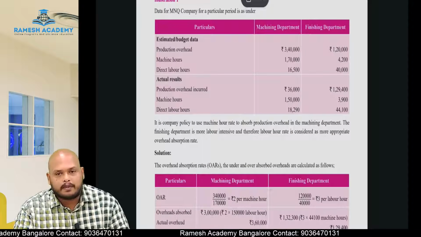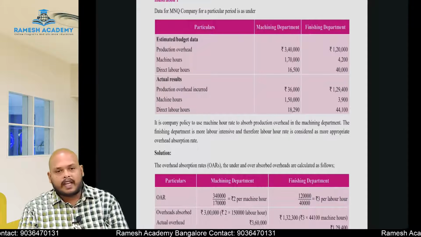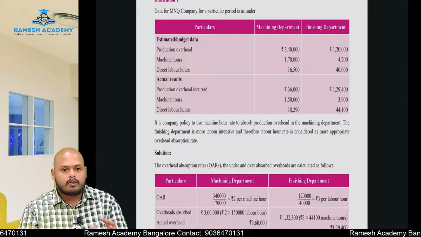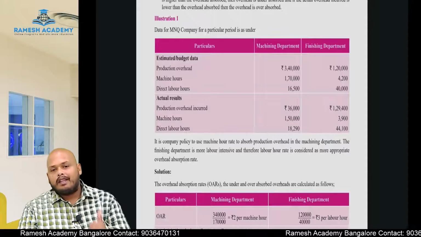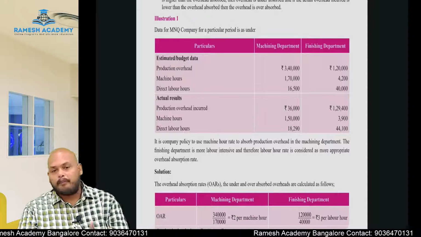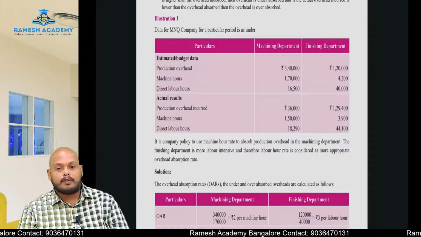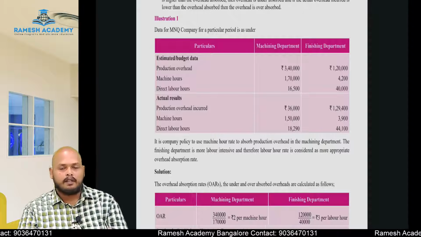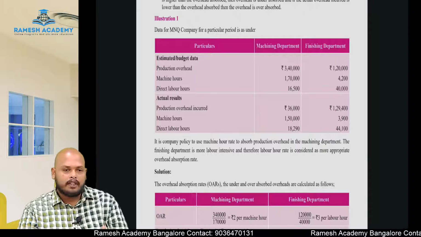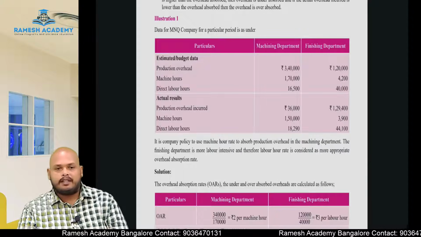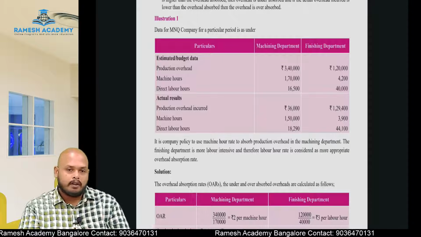They gave an example for absorption here, but in the beginning of the classes you will not understand the meaning or how they calculated. All these calculations you will not understand. So this is not the correct time to discuss this question, and that is the reason I am not discussing it. But in the overheads chapter we have a complete chapter: what is absorption of overheads, what is under absorption, what is over absorption, and what is the cost accounting treatment for under and over absorption. So this is not the perfect time for illustration number 1. We'll come back to this illustration after the completion of the chapter on overheads.